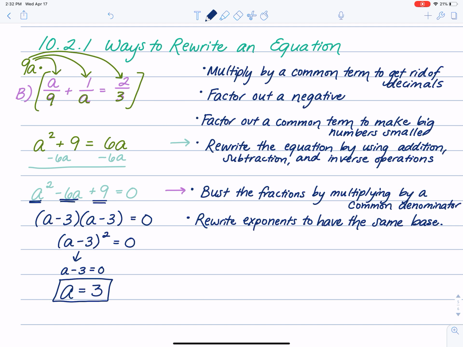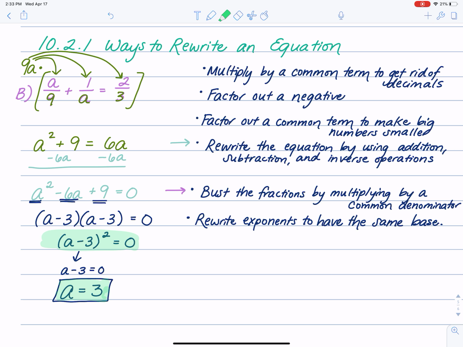Again, it kind of depends on what it's asking us. If it's asking us to simply rewrite, this is our final answer right here. If it's asking us to solve, this is our final answer right here. So again, we kind of have to pay attention to what the problem is asking for.